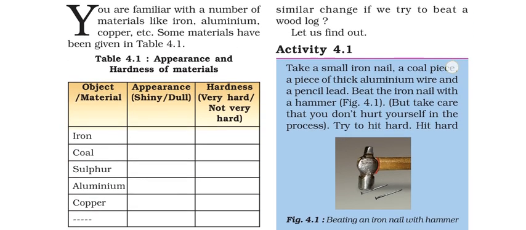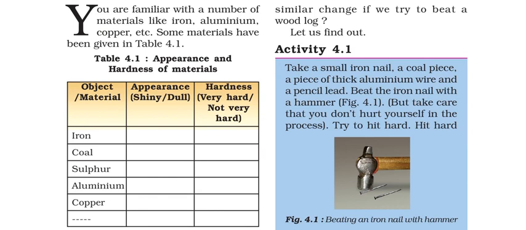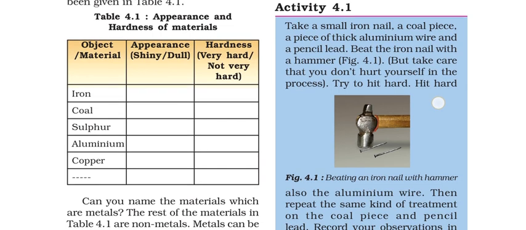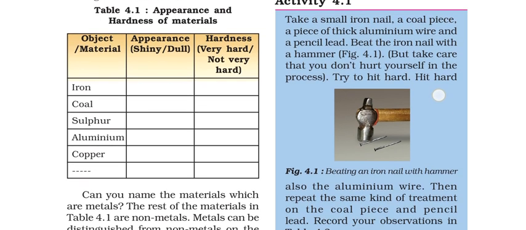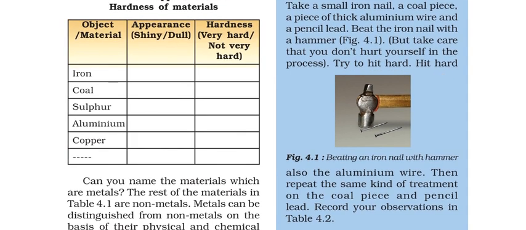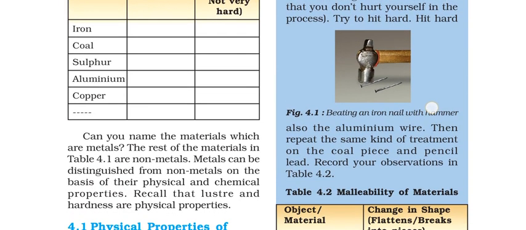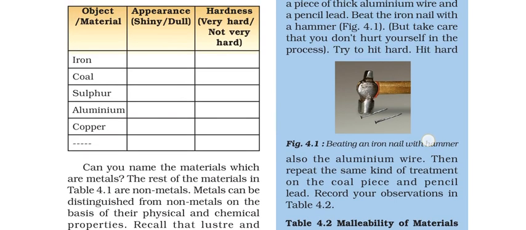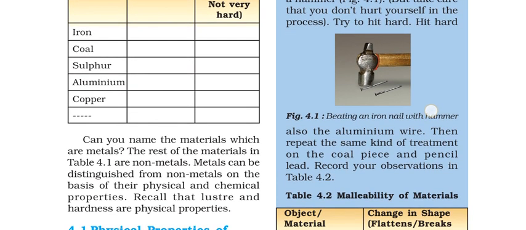Now let us look at table number 4.1, appearance and hardness of materials. So take some examples of iron, coal, sulfur, aluminum, copper. How do they look? Do they shine? And what about their hardness? Are they very hard or not very hard, or are they soft? Right. So in most of the cases, you will be able to fill this table. Then you will know that metals usually have a shiny nature and they will be usually hard.